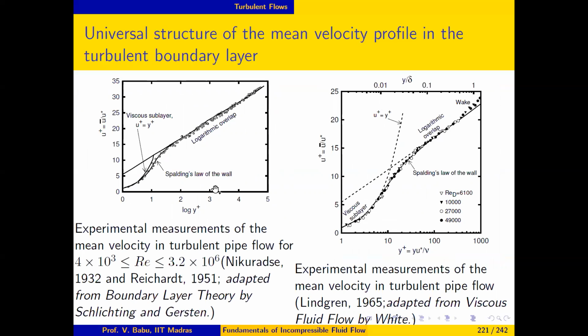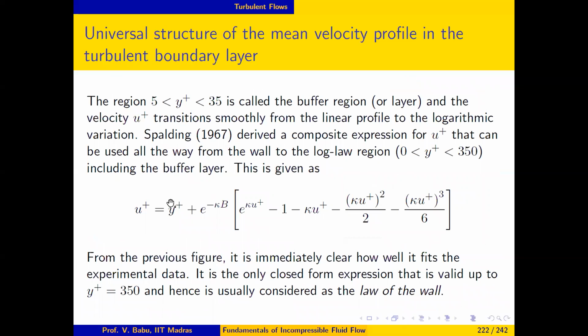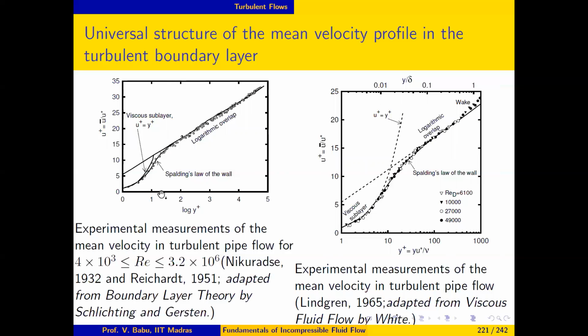So what this establishes is that in the case of external and internal flows, there is a universal structure in the viscous sublayer with U plus equal to Y plus, and there is a universal structure in the inner layer with U plus varying as log of Y plus in both external as well as internal flows. Now, notice that the overlap region generally extends from Y plus of about 35 to 350, and the viscous sublayer usually extends for Y plus less than about 5.